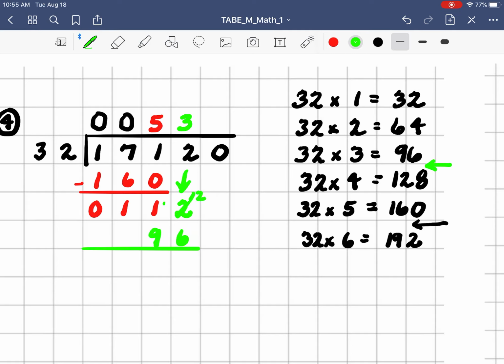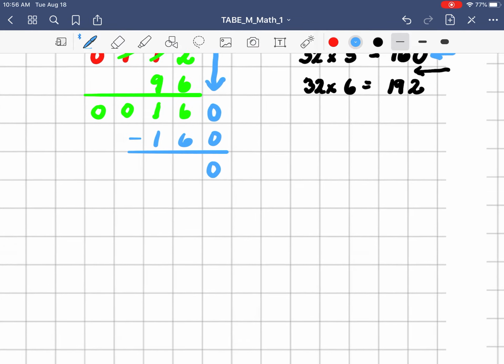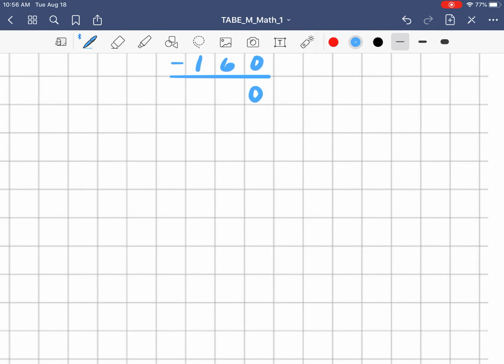You have to borrow. So you get 12 minus 6 and 10 minus 9. And then these, of course, are zeros. And then let's bring down one more 0 to 160. And that, of course, is exactly the number 5. So 5 times 32 is 160 with nothing left over. So my quotient is 535.